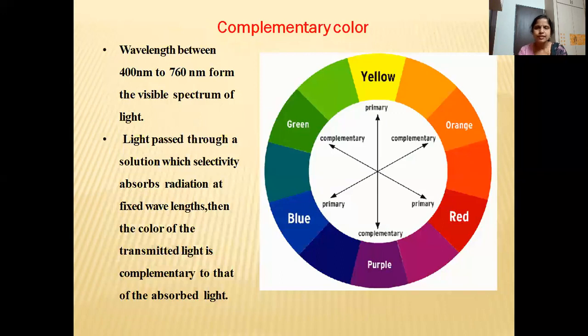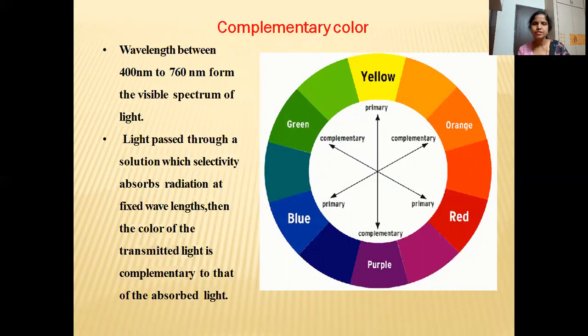And what are complementary colors? As we know, when light falls on a substance, the substance will absorb some of the light, but it also reflects or transmits one light. The color which it transmits is known as the complementary color. If you take fruits, for example a red apple, it appears red because it absorbs all the other colors of the light and gives out only red color. That is why red is observed.